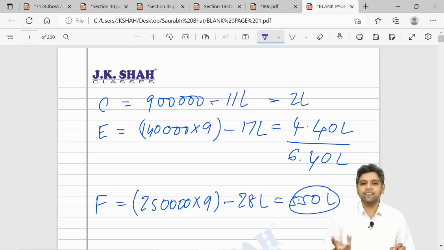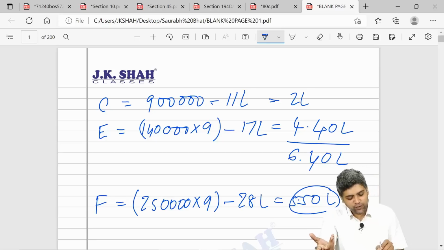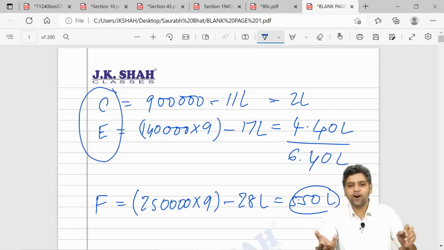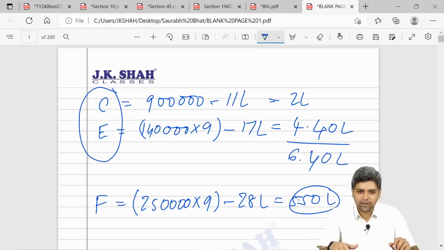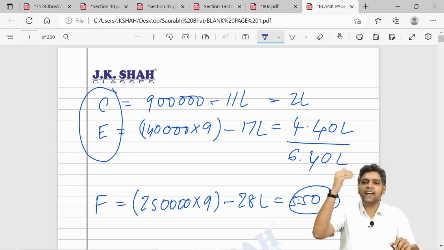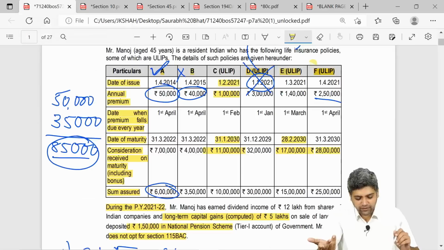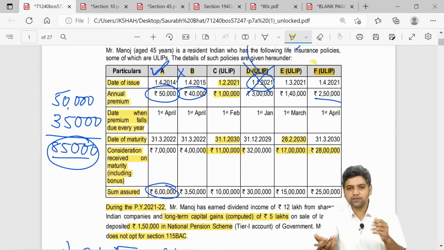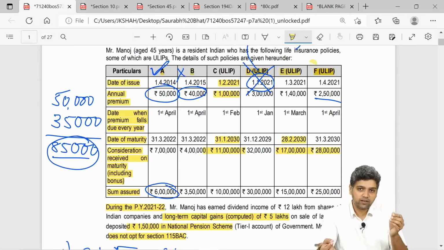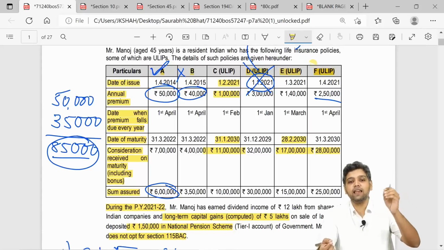So where will I claim the exemption? I will claim the exemption naturally wherever the gain is higher. Higher the gain, higher the tax, so better to take exemption over there. So I would prefer to take exemption on policy C plus E because higher the gain, higher the tax saving. I hope you understand. So coming back to this question, they are asking us to which of the policies does exemption under Section 10(10D) apply.